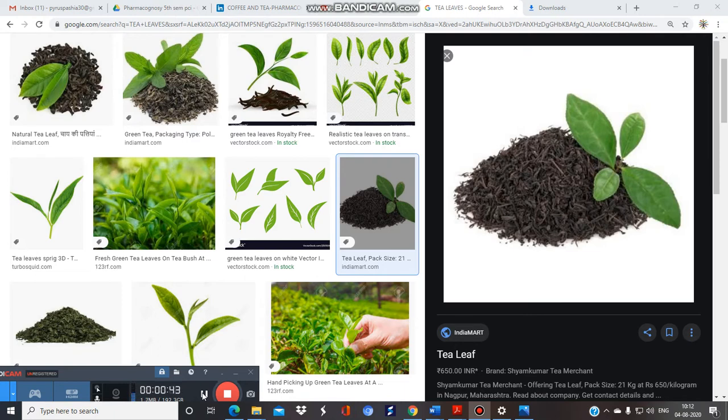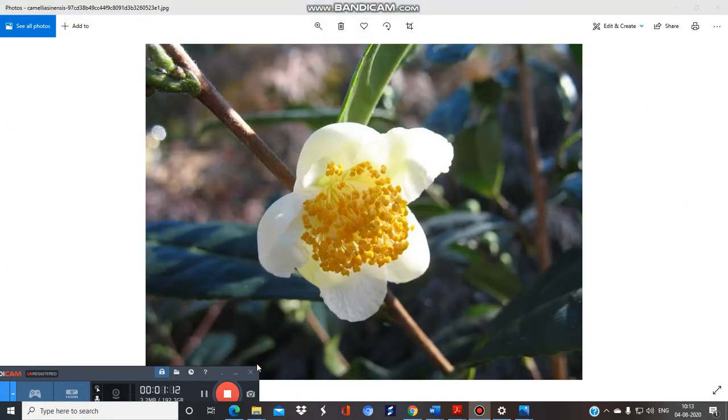As far as the morphology is concerned, as you can see, the leaves are dark green in color, lanceolate or elliptical in shape, and blunt at the apex. The base is tapering, the margin is shortly serrate, minute serrations are also there, and the flowers are solitary or in groups of 2 to 3. The odor is characteristic and the taste is bitter. Just see the flower of this tea plant.